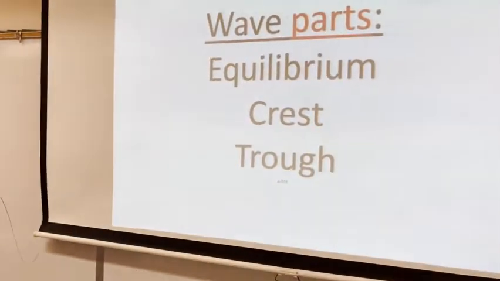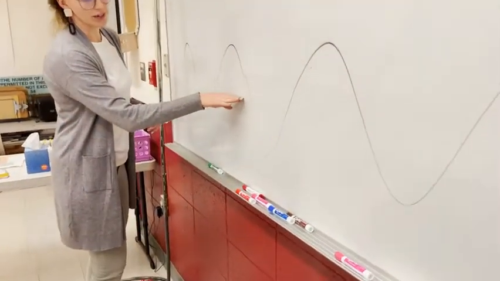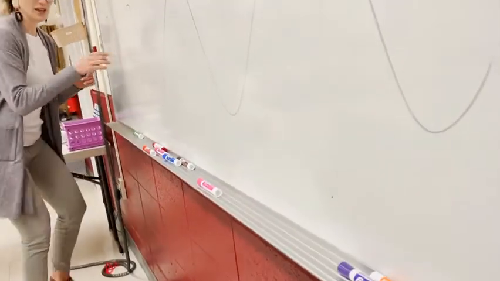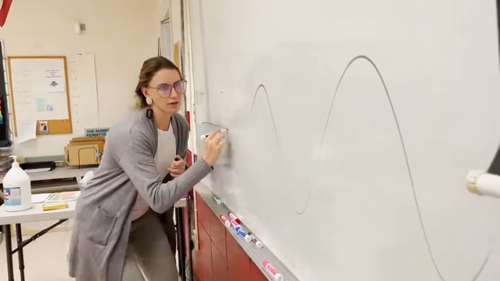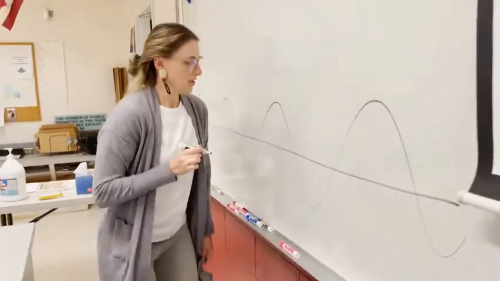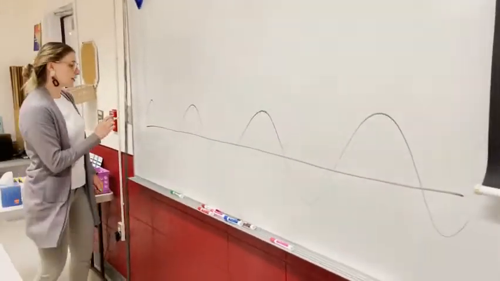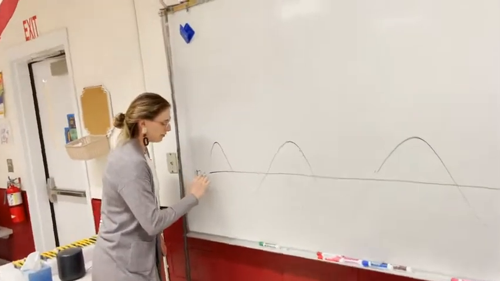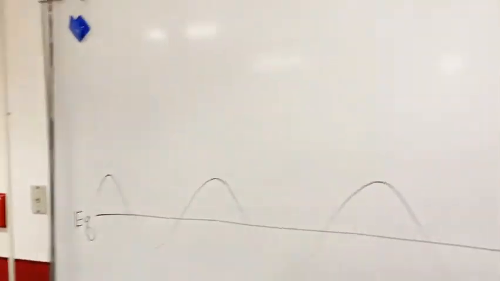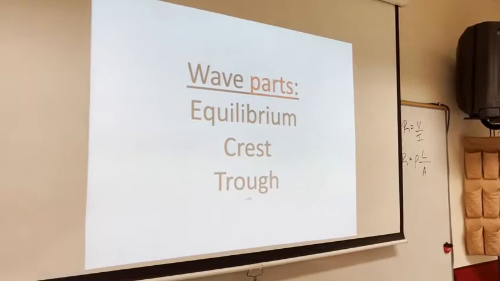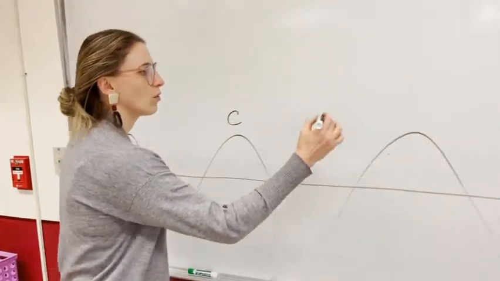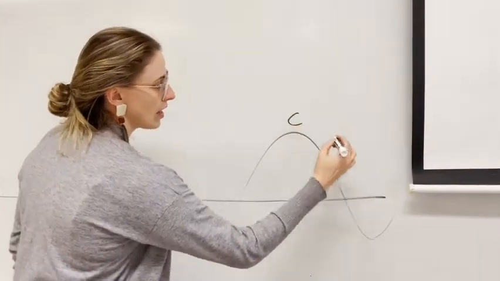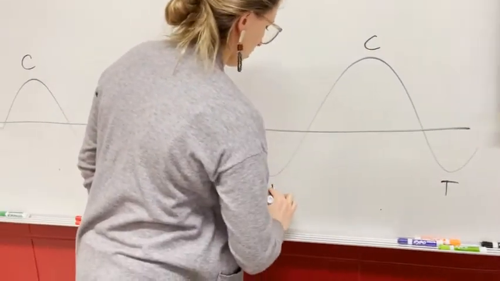Now let's go ahead and label some wave parts in this. I'm going to do my best to find the middle here. I always sight down. There you go. From here, that's our equilibrium point. I'm going to label that EQ for equilibrium. It asks us to label the crest and the trough. My crests are these high points, and the troughs are the bottom parts right here.